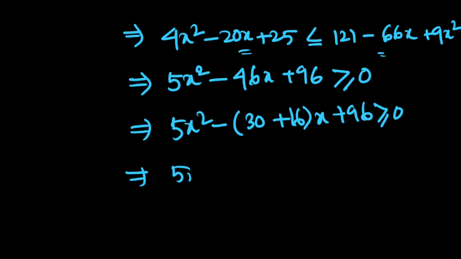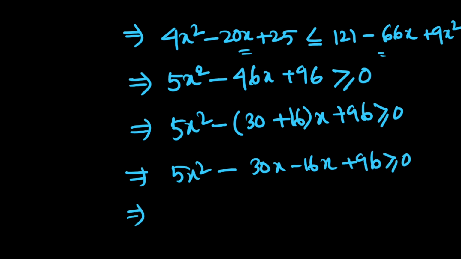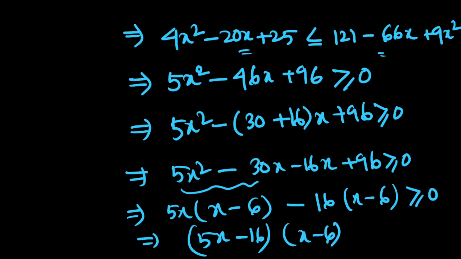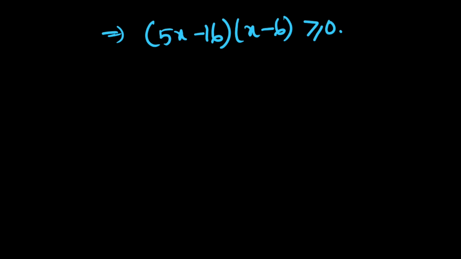This implies 5x square minus 30x minus 16x plus 96 is greater than or equal to 0. Taking 5x common from the first two terms, we get x minus 6, and taking minus 16 common from the last two terms, x minus 6 again. This implies (5x minus 16)(x minus 6) is greater than or equal to 0. Therefore we got these two factors, and we want to find the value of x from here.